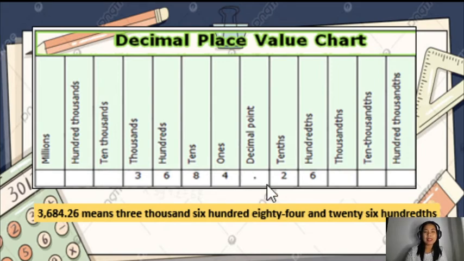Ang basa natin dito is and. So, ito, sa right side naman natin, ito yung tinatawag nating decimal numbers. So, we have tenths, hundredths, thousandths, 10,000ths, 100,000ths. So, 2 is in the tenths place, 6 is in the hundredths place. So, that is 26. And then, babasahin natin yung last na place value. So, that is 100,000ths. So, that is 26 hundred-thousandths. So, we have 3,684 and 26 hundred-thousandths.